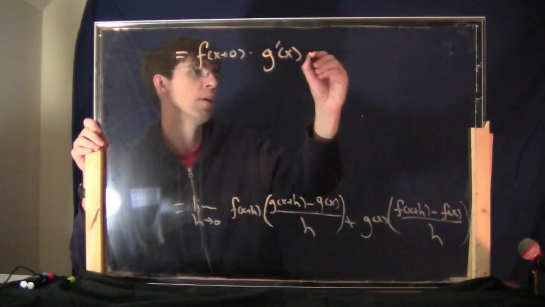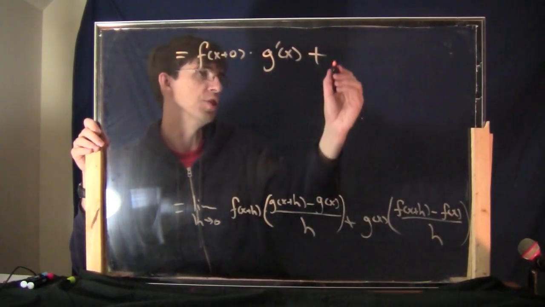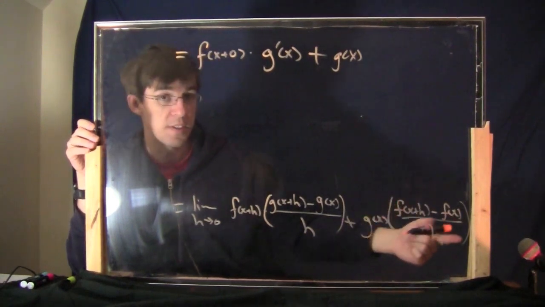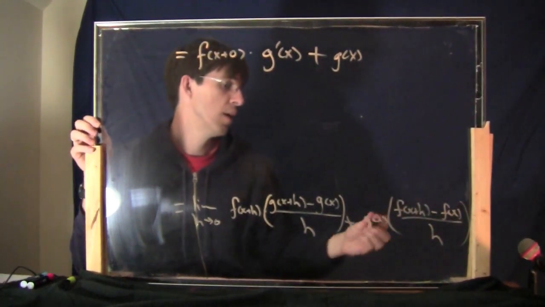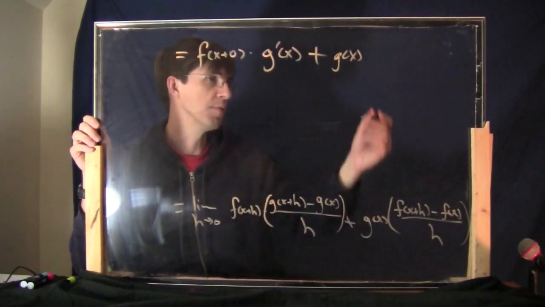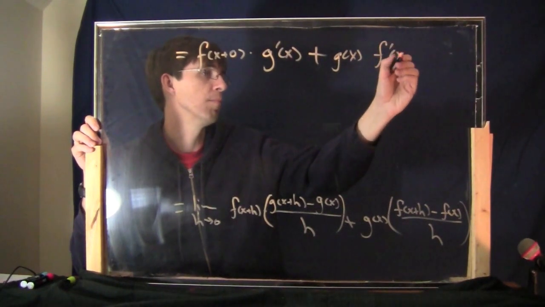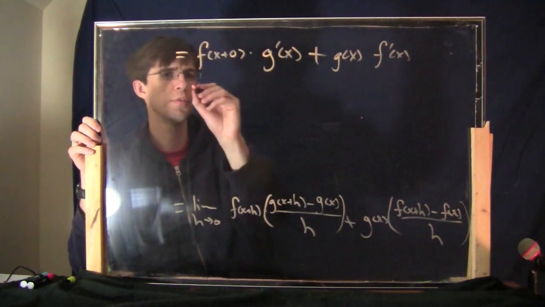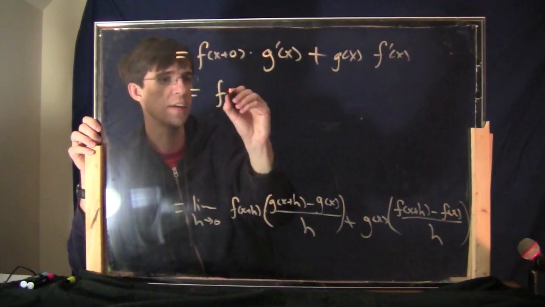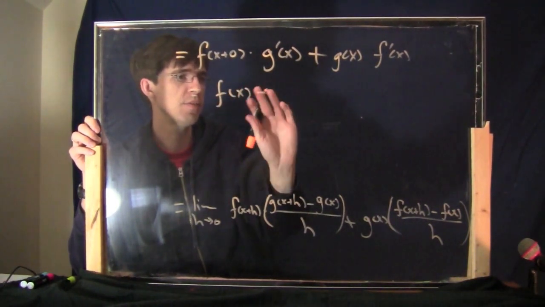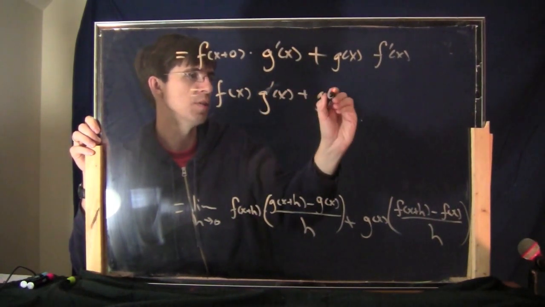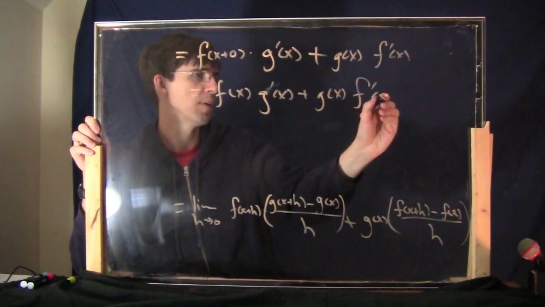What about over here? Okay, the plus is right there, g of x. And then this right here is, again, the definition of the derivative of f when you take the limit. So this is f prime of x. What about this x plus 0? It's a little weird, but x plus 0 is just x, right? So my final answer: f of x, g prime of x plus g of x, f prime of x.